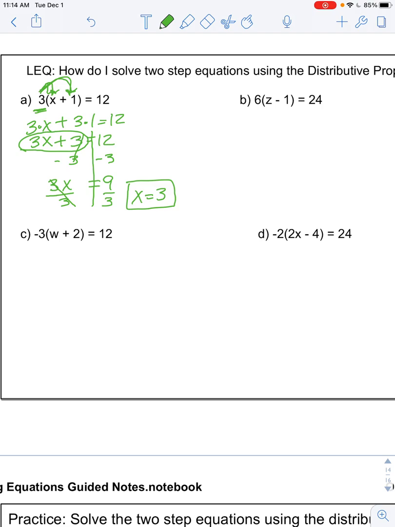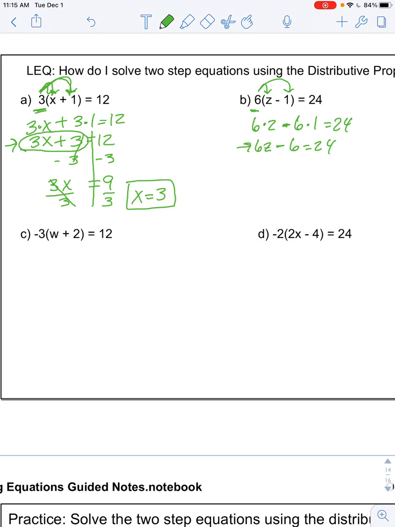Okay, so after we distribute, we are in a two-step equation. So we need to make sure we are distributing correctly. So let's take a look at B. 6 times the quantity z minus 1 equals 24. So we're taking 6 and multiplying it by z, and then taking 6 and multiplying it by 1. So we have 6 times z, which is 6z, and then bring down your subtraction sign. Then we have 6 times 1, which is 6, and that is all equal to 24.